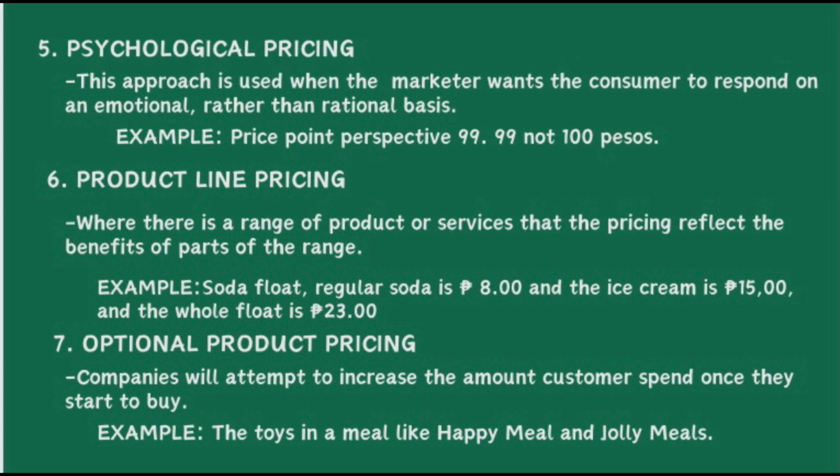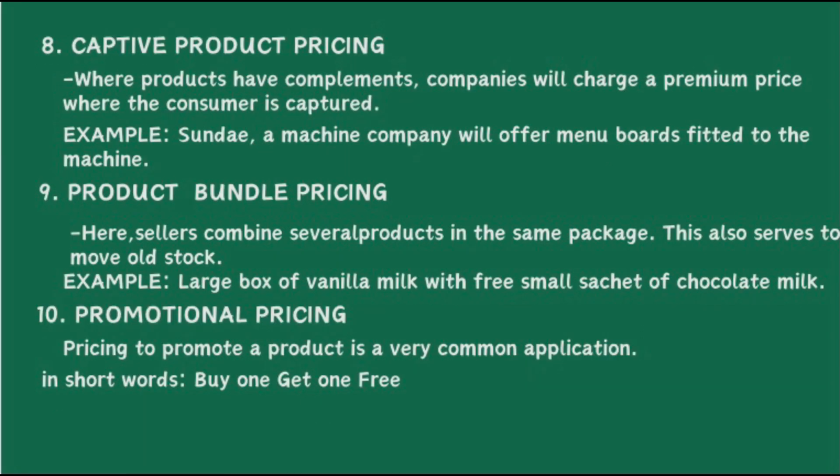Next, optional product pricing. Companies will attempt to increase the amount customers spend once they start to buy. Just for example, the toys in a meal like Happy Meal and Jolly Meals. Next, captive product pricing, where products have complements. Companies will charge a premium price where the consumer is captured. Example, a sundae machine company will offer menu boards fitted to the machine.